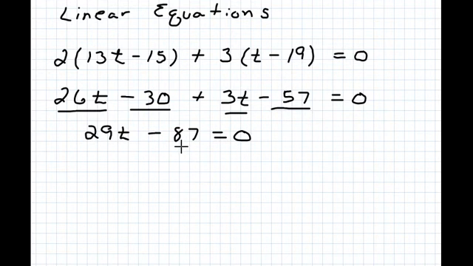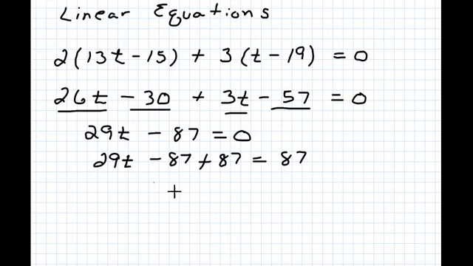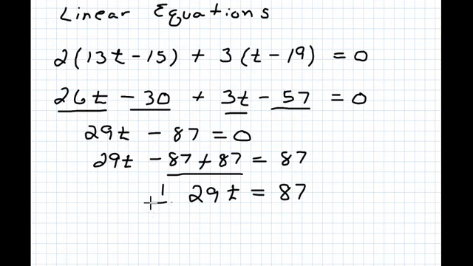Now what we want to do is go ahead and add 87 to both sides so we can get rid of this minus 87. So I have a minus 87. We're going to add 87 to both sides. So I'm not going to rewrite that 0. And then we have 29t. That's going to cancel out to be 0. And then we have 29t is equal to 87. And then we're going to multiply both sides by 1 over 29.